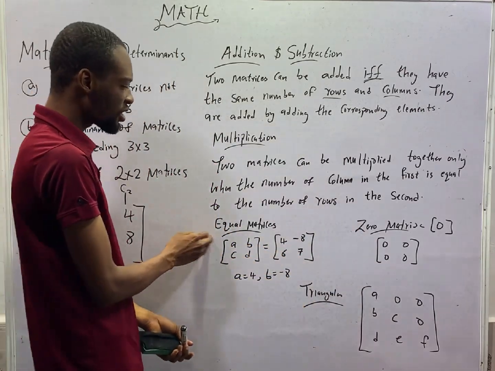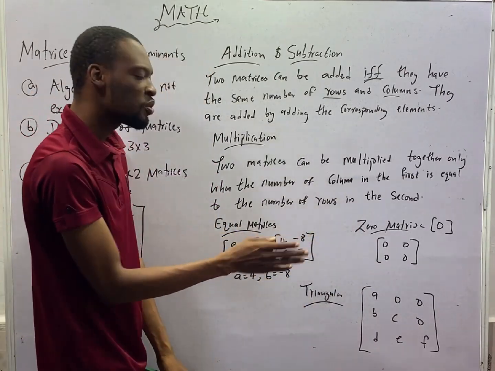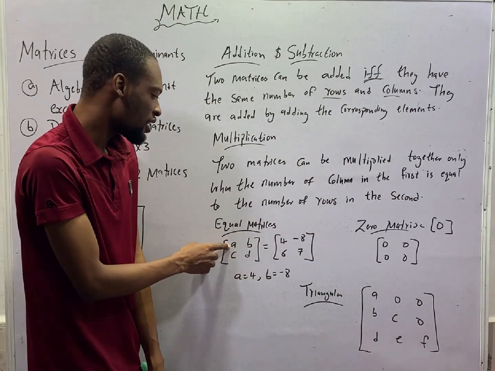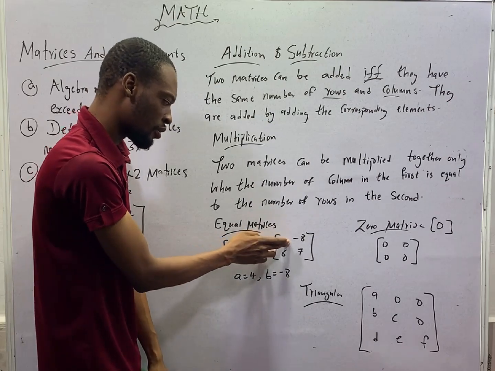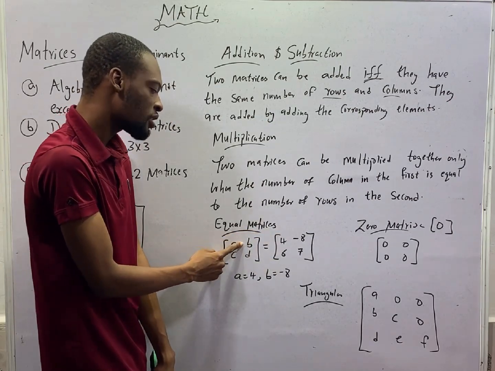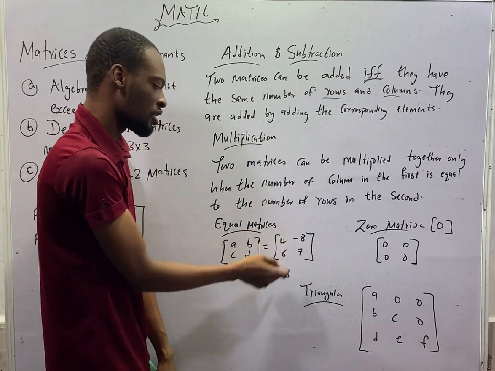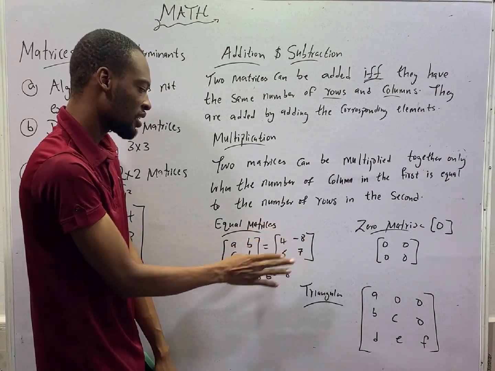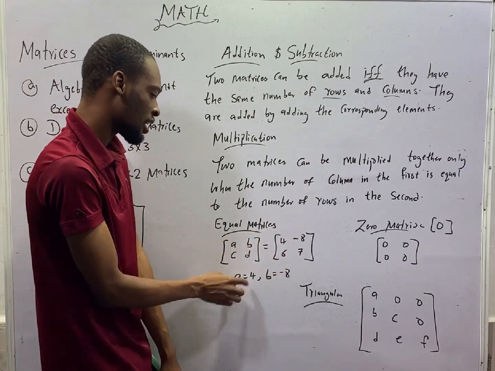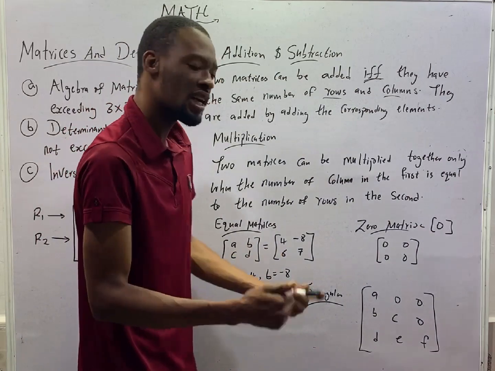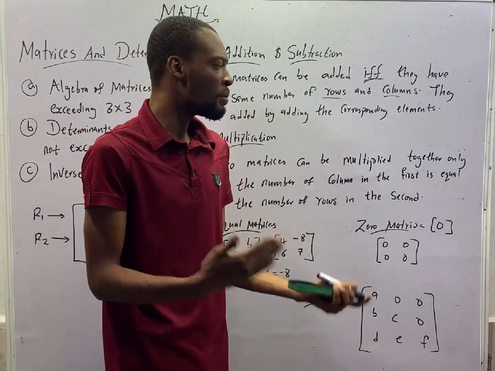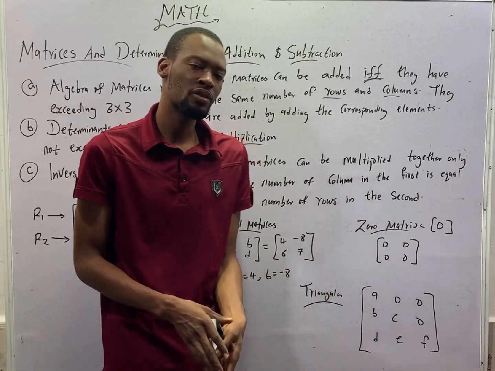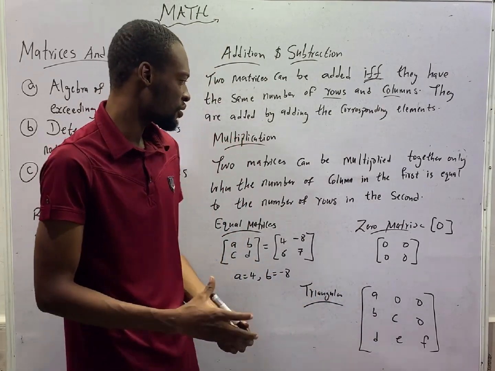If you have this matrix and you have this matrix, to add the 2 matrices, this A here is in the same position as 4. You say A plus 4, B is in the same position as minus 8. You say B plus minus 8. Then C plus 6 and D plus 7. You add the elements that are standing in similar position. The members of matrices are referred to as elements of the matrix.